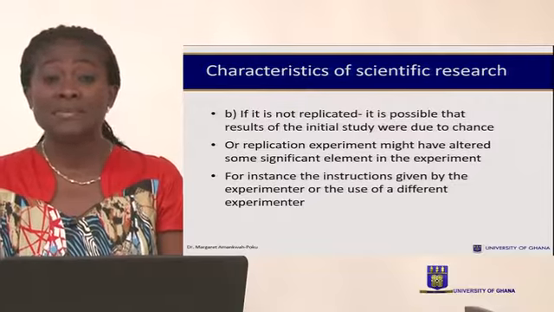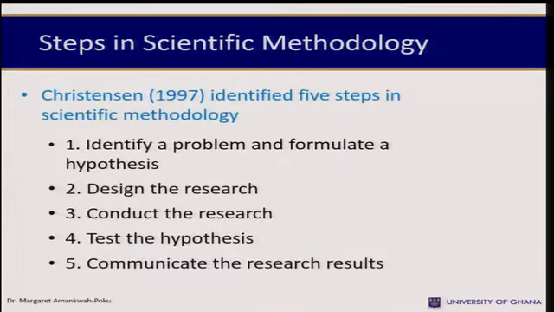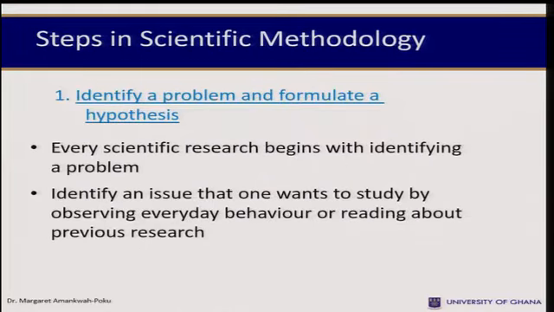Now let's look at the steps in scientific methodology. So Christensen identifies 5 steps in scientific methodology. And so I'm going to talk about each of these 5 steps. So identify a problem and formulate a hypothesis, design the research, conduct the research, test the hypothesis, and communicate the research results. So let's look at the first one.